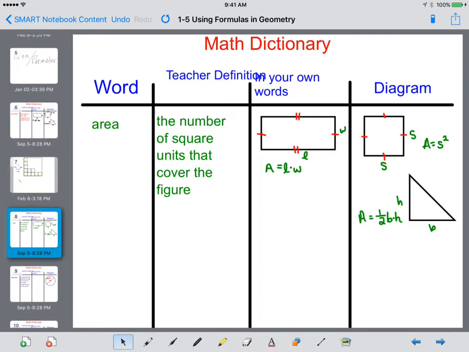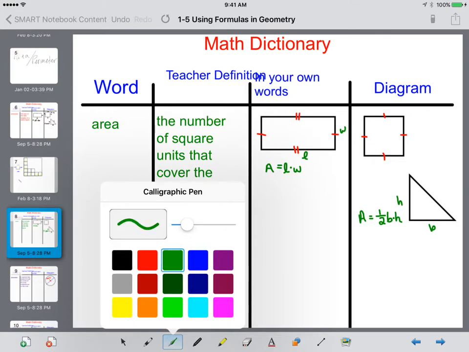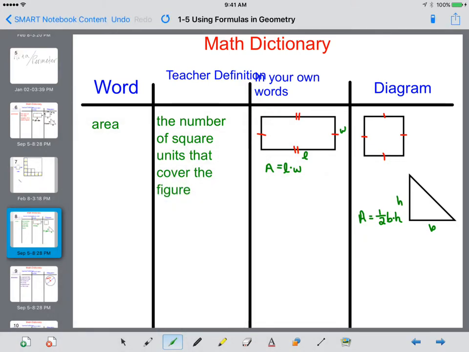With our formulas, area is the number of square units that cover the figure. So in a rectangle, it's length times width. I'm going to change this over here. In a triangle, it's half the base times height. In a square, area equals base times height, much like our length times width. Area is the same thing for both of those.